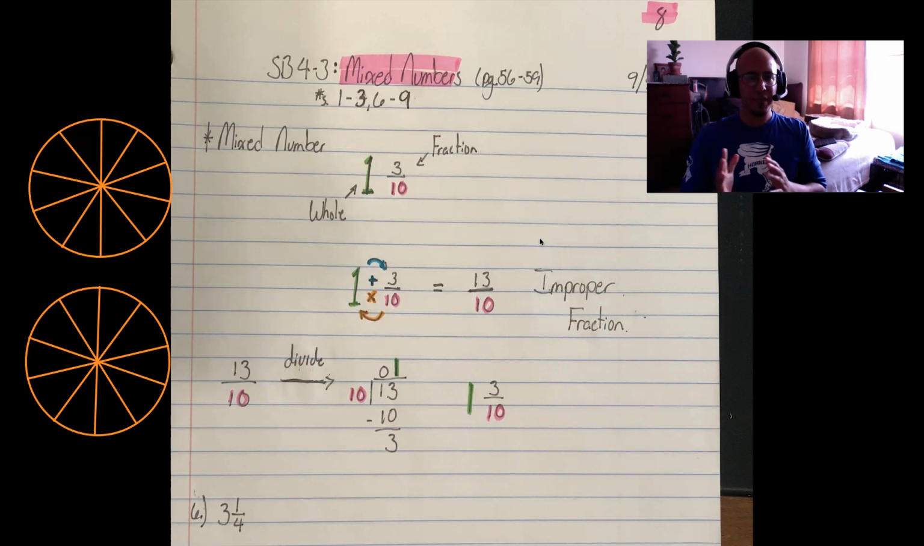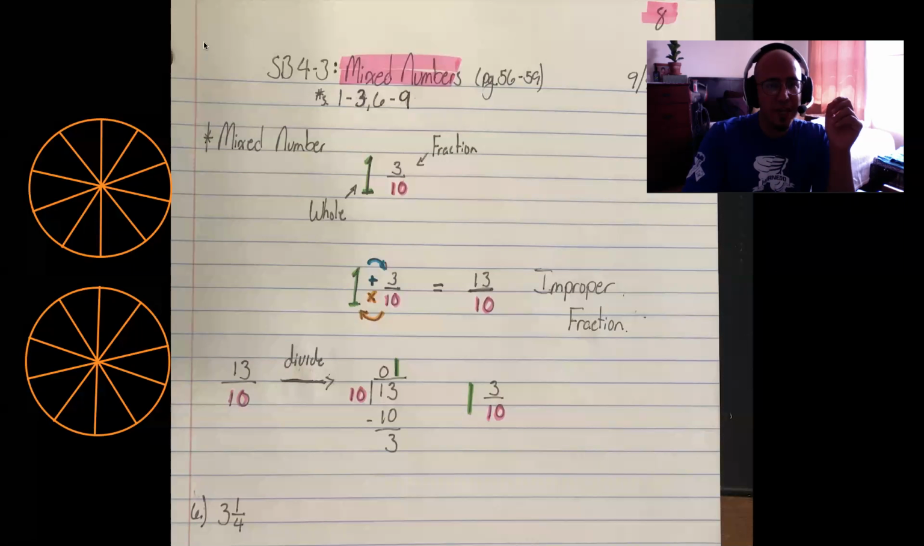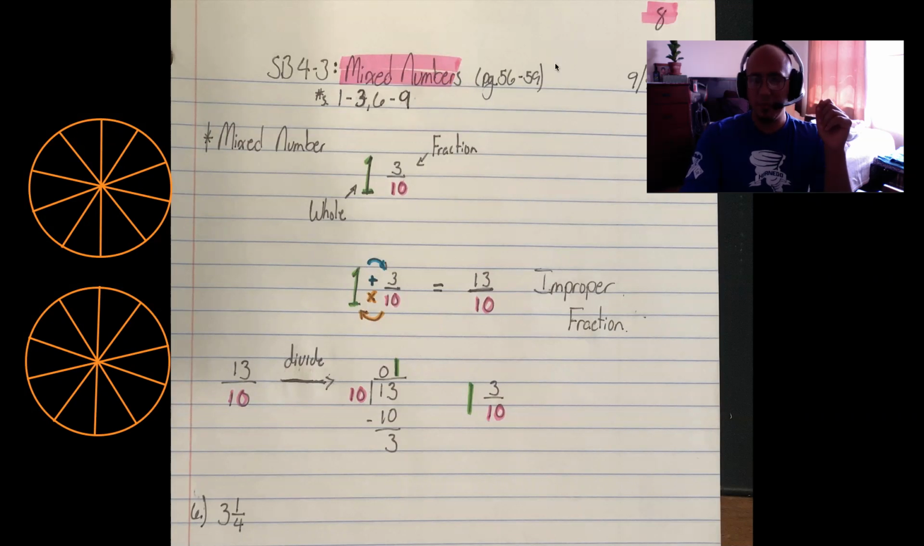And today we're going to be going over SB 4-3, which is mixed numbers. Mixed numbers, as you can see here in the heading. So I do recommend that you pause this video. Please copy down this heading, the page number. This is our 8th lesson.